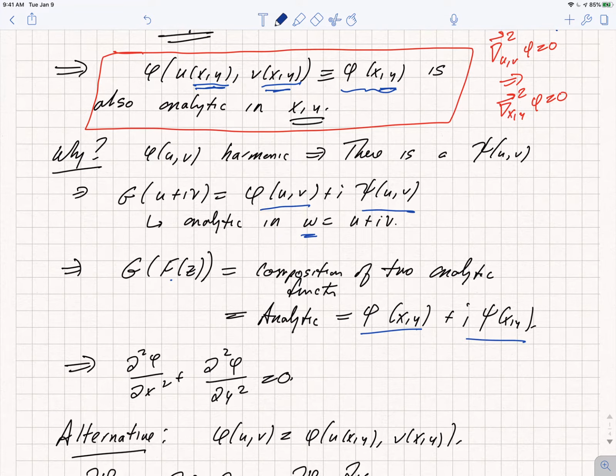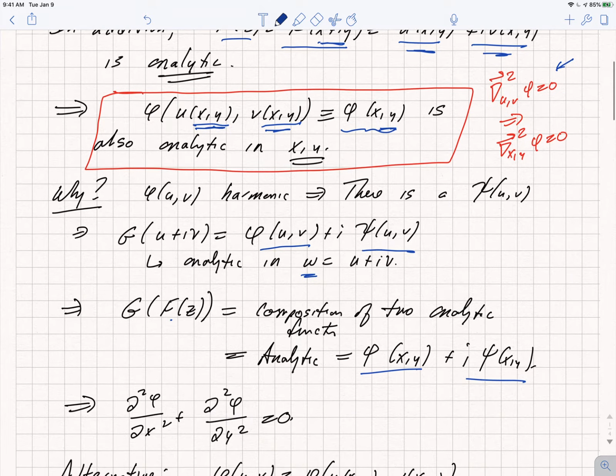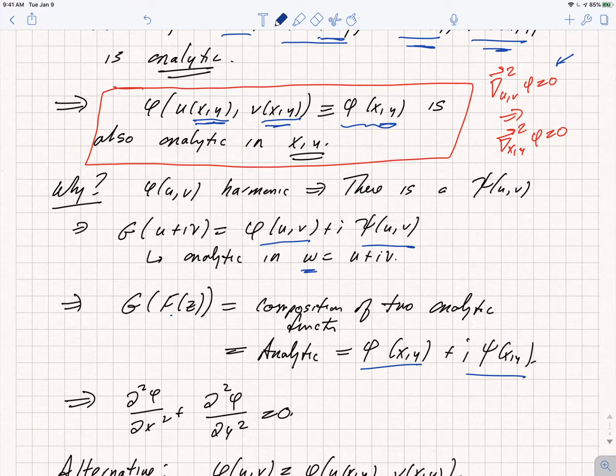So why is that? Well, there's two ways of viewing this. One is as the composition of two mappings. Basically, this mapping takes me from the xy plane to the uv plane. I can think of phi of u and v as the real part of a separate mapping, capital G, where there's an imaginary part psi. Since this is harmonic, I can construct an imaginary part psi such that the combination u plus i psi, where I view this as a function of u and v or as a function of u plus iv, this function G is analytic in the variable w, which is u plus iv.